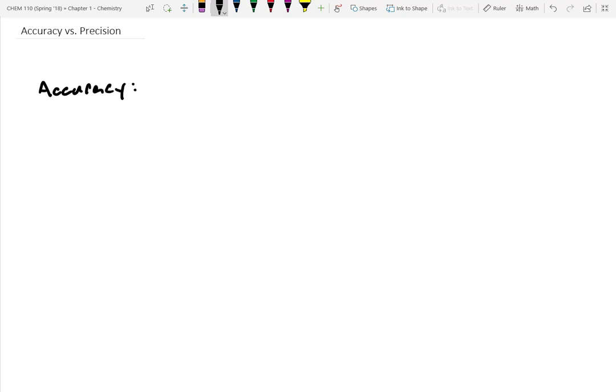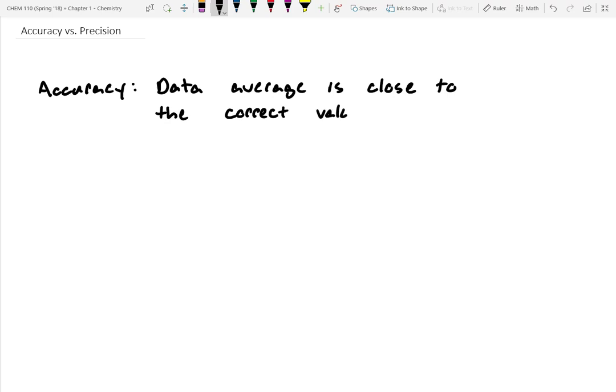Accuracy means your data average is close to the correct value. And the way I always remember this is accuracy starts with an A and it's an average, right? So it's an easy thing to remember.